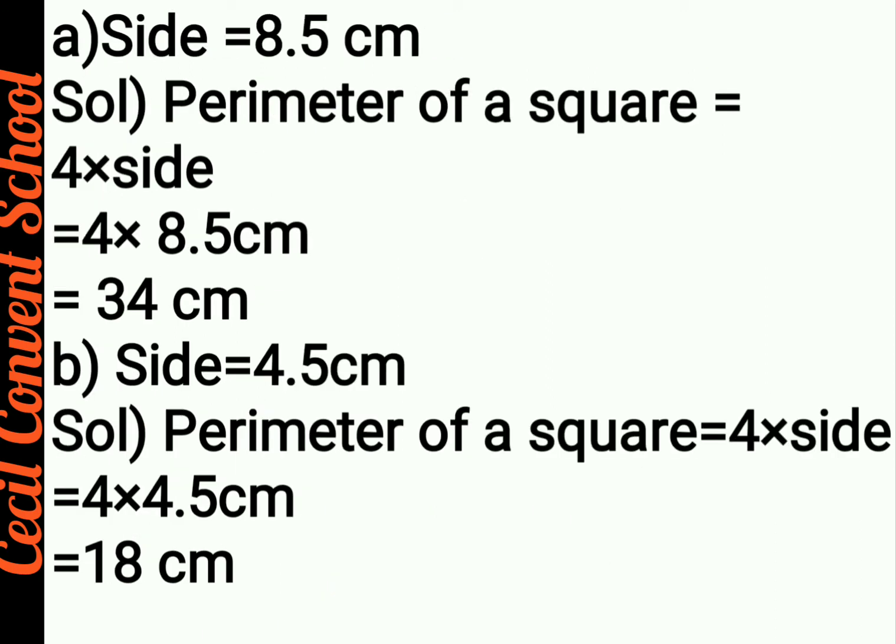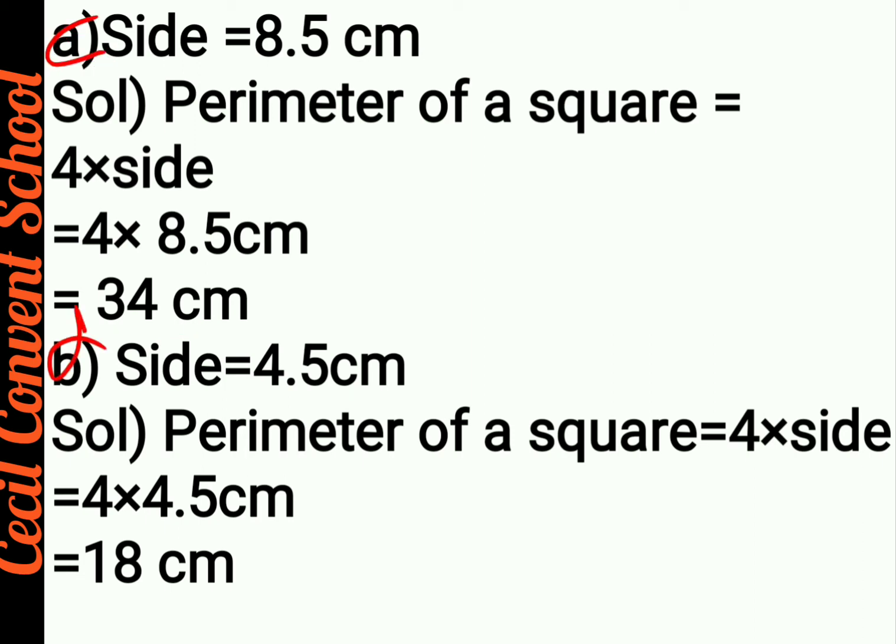Now you see C part. Side is 8.5 centimeter. You have to find perimeter only. So perimeter of square is 4 into side. So 4 into 8.5 because side is given 8.5. So when you multiply, 4 5s are 20 and 4 8s are 32. 32 plus 2, 34 centimeter. Clear? It is C part.